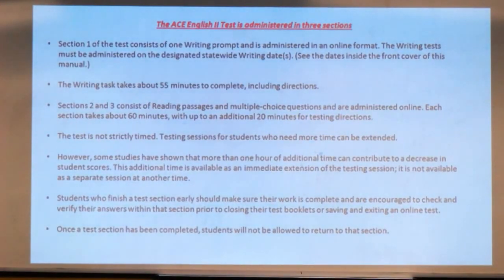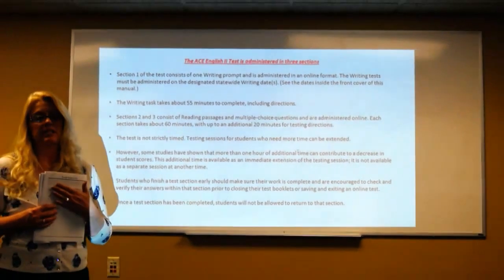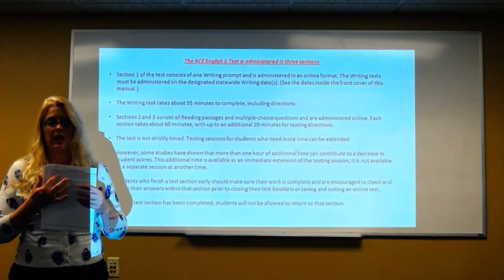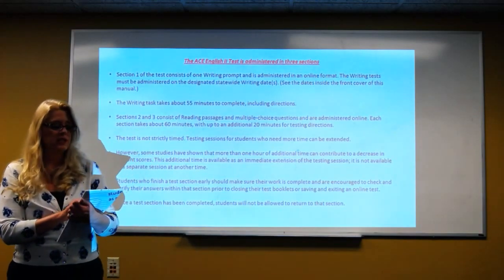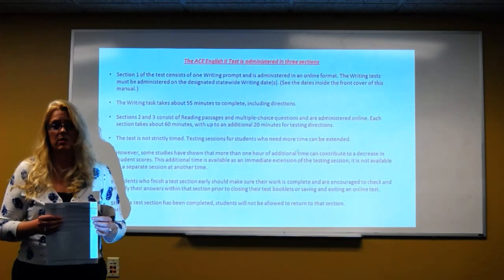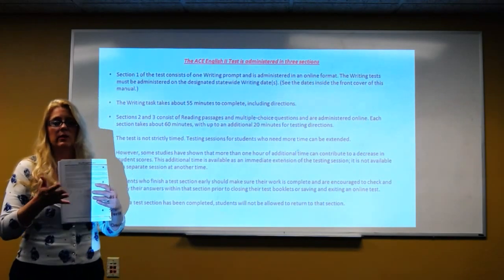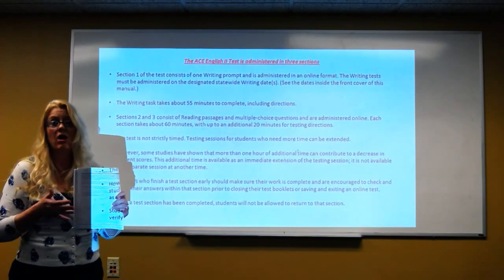So now let's look at how the ACE English II test is administered, and that it's administered in 3 sections. Let's turn to page 4 of your booklet. Now there is a mistake in this book, and I want you to go to this page, and I'd like for you to mark out what the mistake is. Here at the top, it says that the writing prompt is administered in a paper pencil answer document, and that is not true. This test is done online. So at the bottom of this paper, please write writing test online.